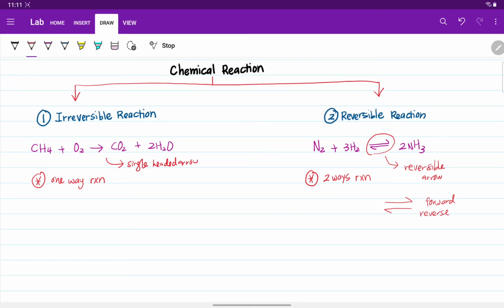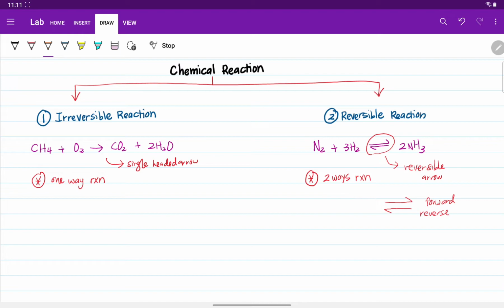Okay, so apa yang awak kena faham dekat sini adalah, since it's a two-way reaction, maksudnya reaction firstly yang berlaku, nitrogen N2 as the reactant will produce NH3, the product. At the same time, once we have produced the product, reverse reaction boleh berlaku. Maksudnya NH3 dekat sini boleh terurai and then it is going to form back the reactant which is N2 and 3H2 dekat sini.